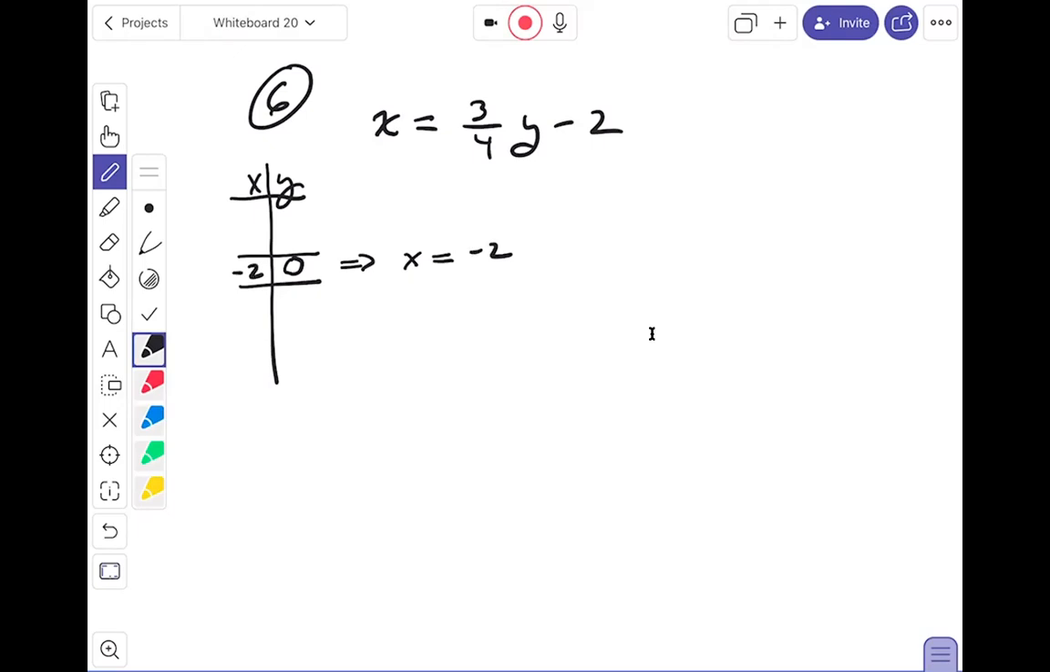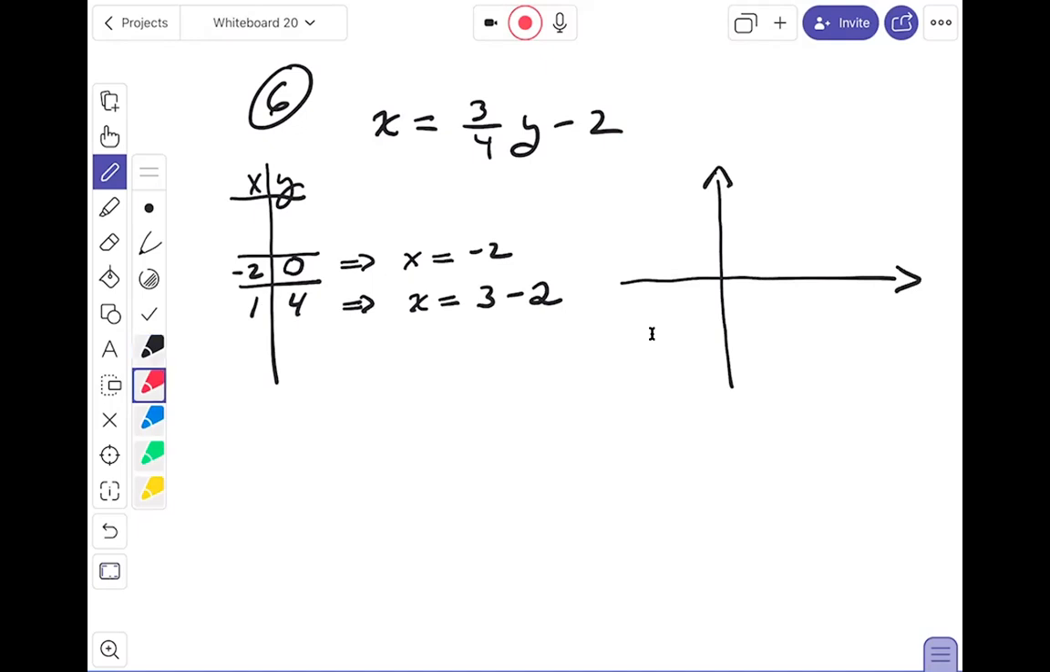Now I'm going to pick another easy value of y. For me, it would be 4. What would you get? Let's write this down. X equals 3/4 times 4 is 3, and 3 minus 2 is 1. So I have 2 very simple points. Again, all I read was a couple of words of that sentence. It said graph the line. I'm going to graph this line now. So minus 2, 0. All right. And what's the other point? 1, 4.